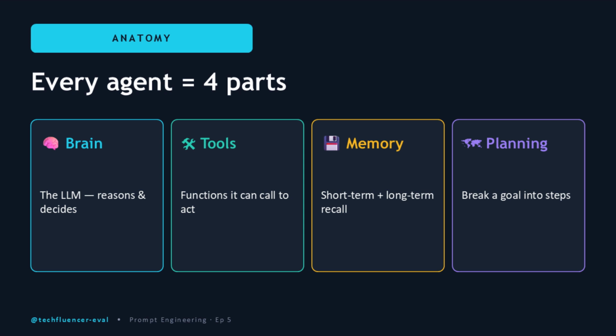Every agent, no matter how fancy the framework, is built from four pieces. The brain, the LLM that reasons and decides. Tools, the functions it can call to actually affect things. Search the web, run code, query a database, send an email. Memory, both short-term, the scratchpad of the current task, and long-term, a store it can look things up in later. And planning, the ability to break a big goal into an ordered sequence of steps. Take any one of these away, and the agent gets dramatically weaker. Together, they're what let a model operate on its own.